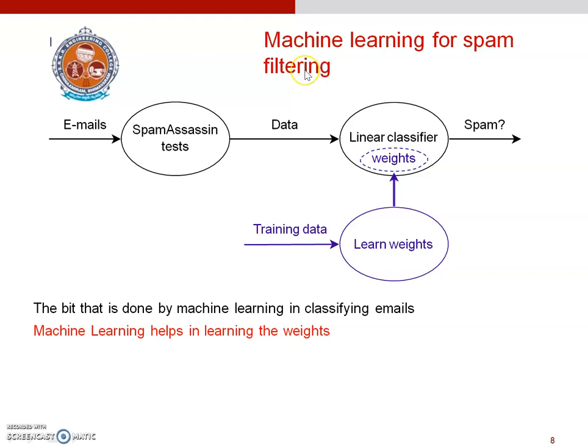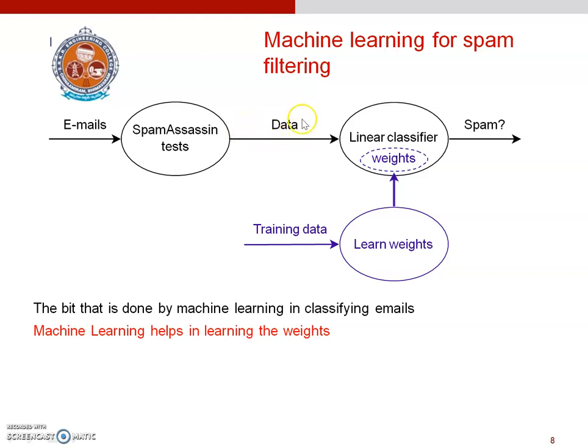Here we can see the role of machine learning in this spam filtering. SpamAssassin conducts the tests on the email and returns the results of the tests. So for every email, it specifies whether each test is successful or not. The output of SpamAssassin is taken as data.